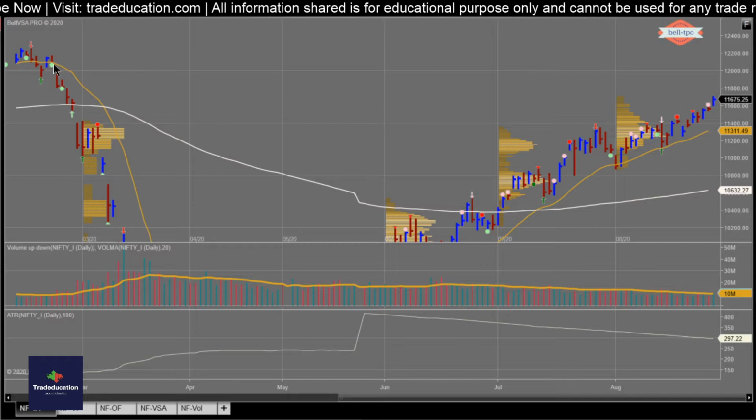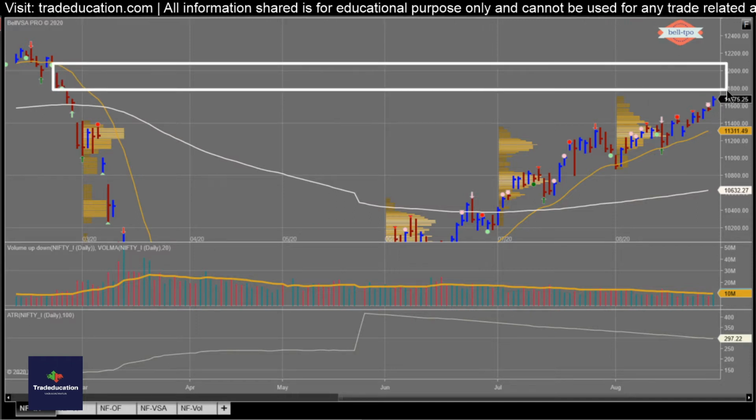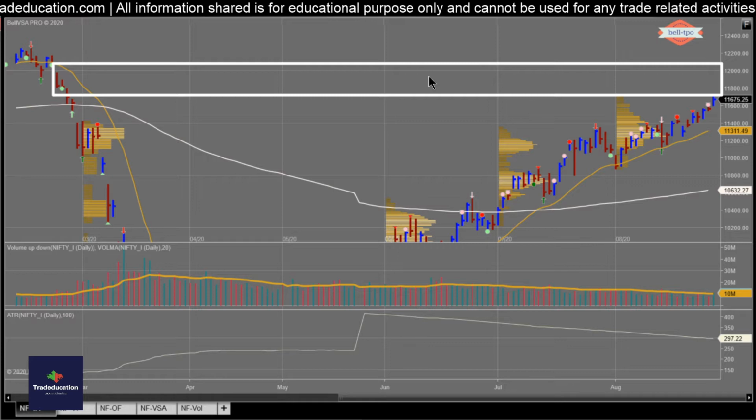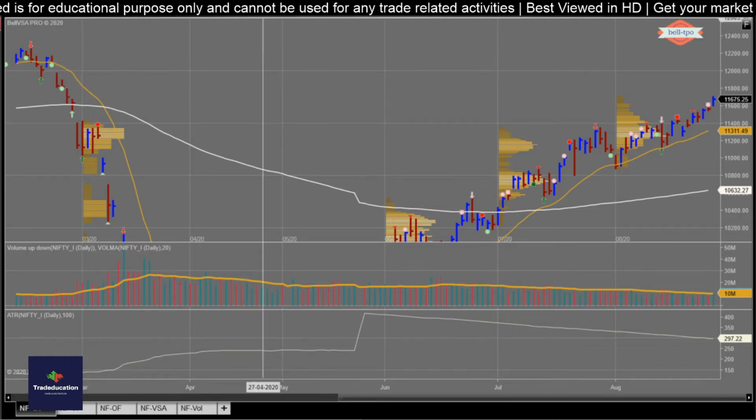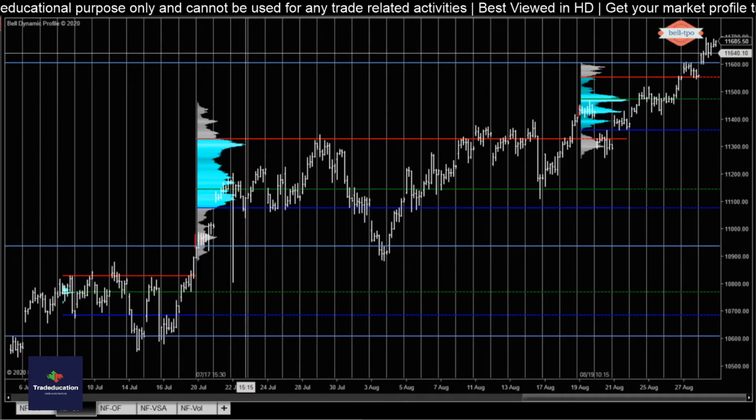Second thing is, from this gap till this zone, this entire zone is a supply zone. Okay, there are a lot of sellers present in this zone. So just take care with the trades which you take.